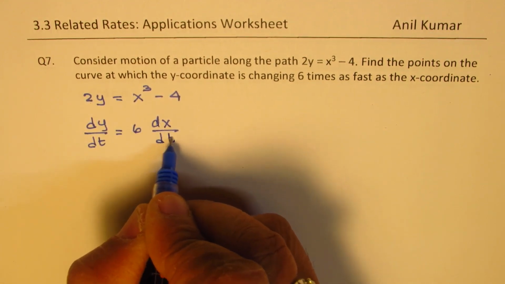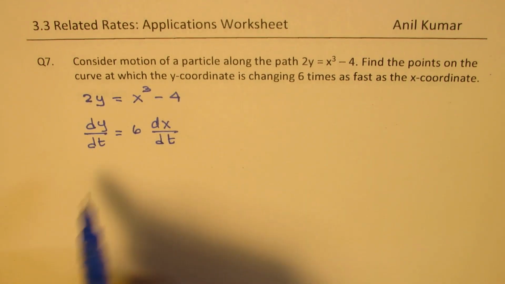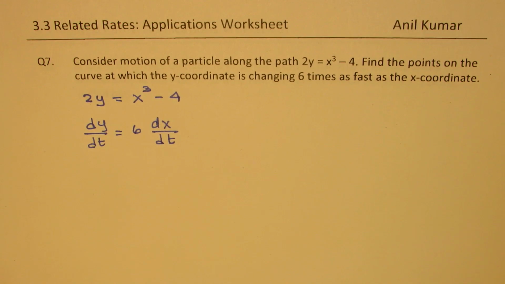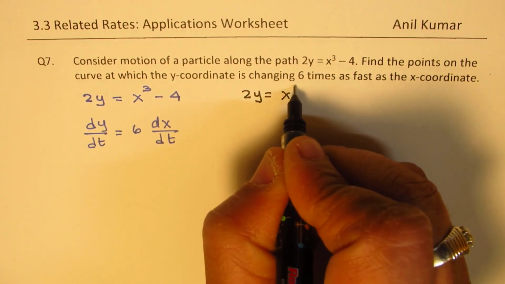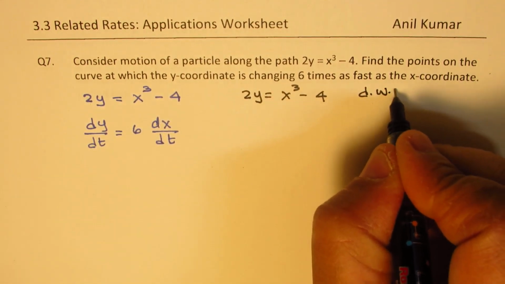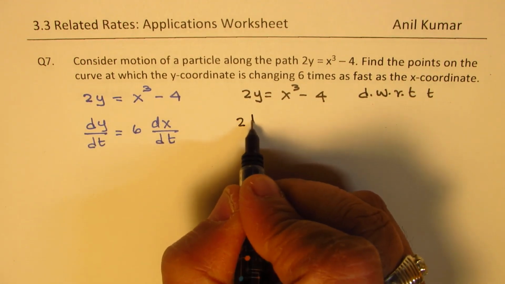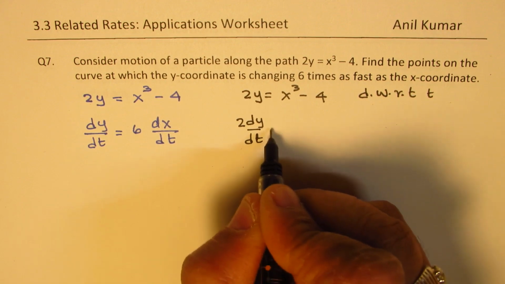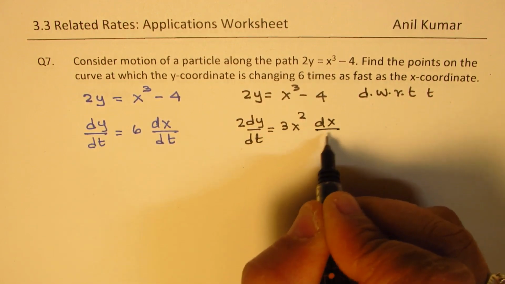Is that clear to you? Now that is the key to solve this question. Once you understand this, the solution is very simple, right? So now let's figure this out. We begin with 2y equals x cubed minus 4. We can differentiate both sides with respect to time, right? If you do that, we get 2 dy/dt equals 3x squared dx/dt.